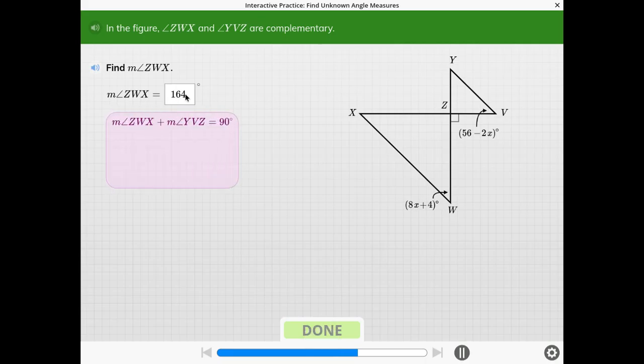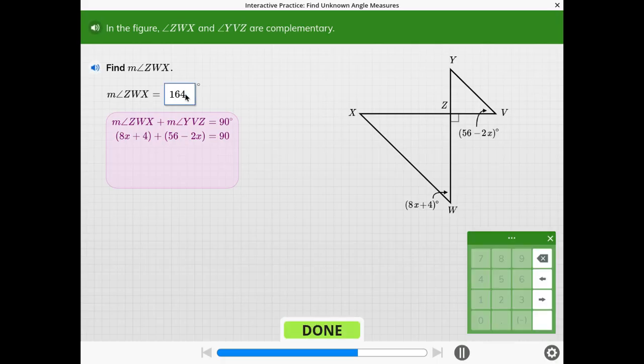Angles ZWX and YVZ are complementary, so their measures add up to 90 degrees. Write an equation to solve for X. That technically voids the problem's correctivity. So iReady is actually stupid. It's confirmed. It's confirmed that the Rob Waldron creative iReady is stupid!